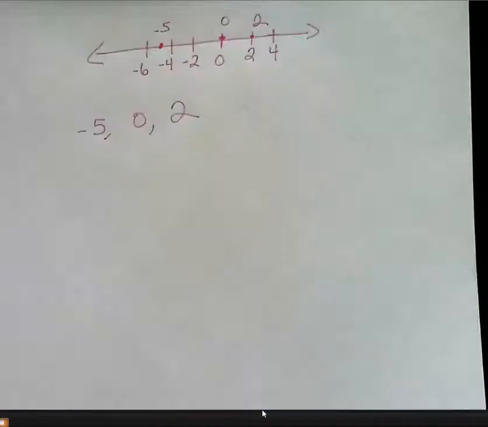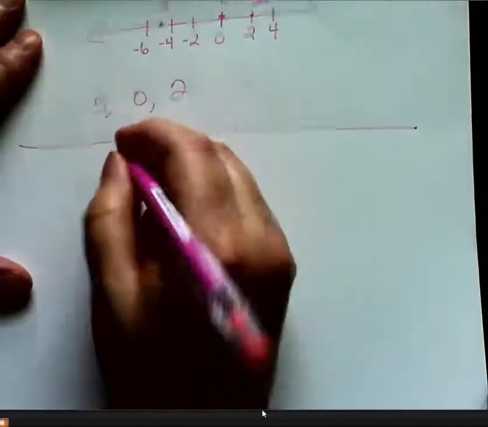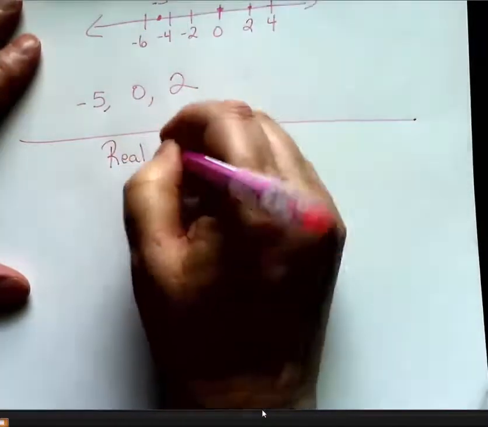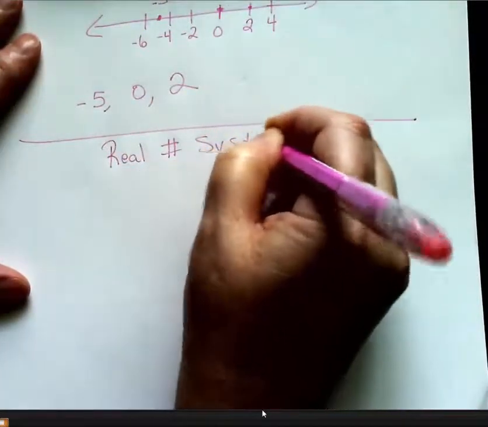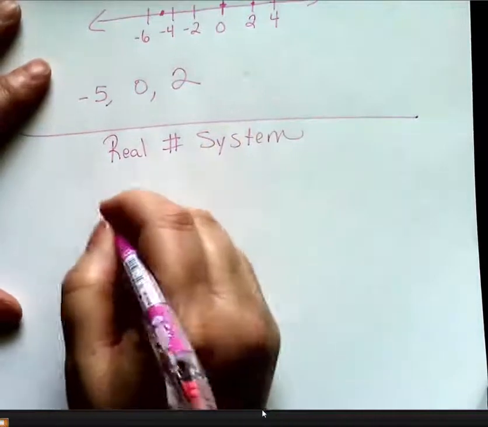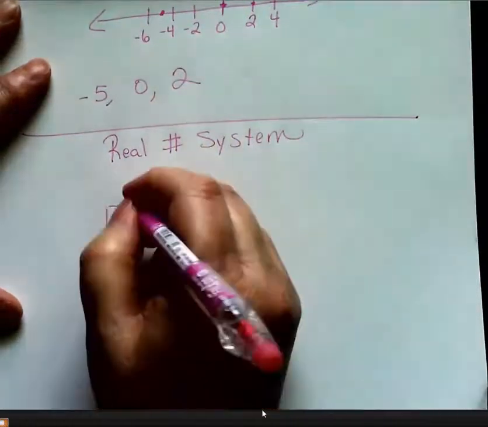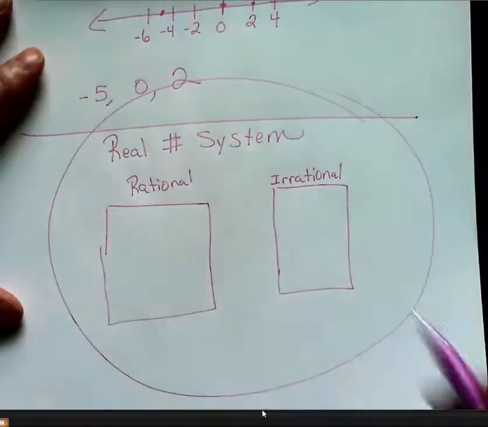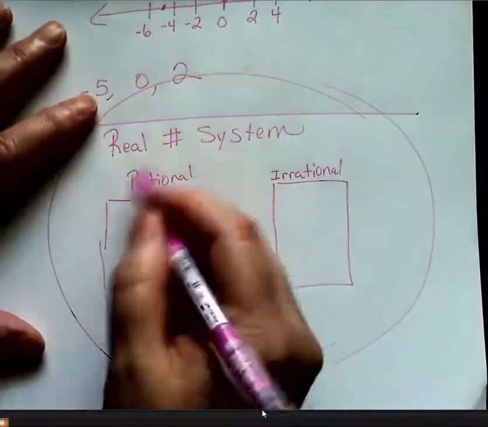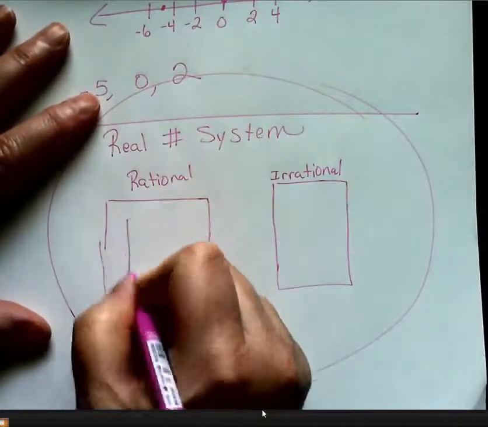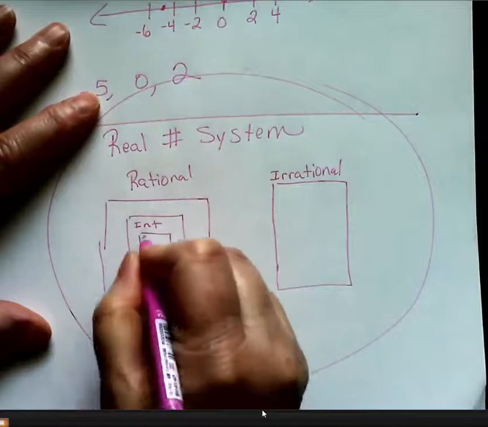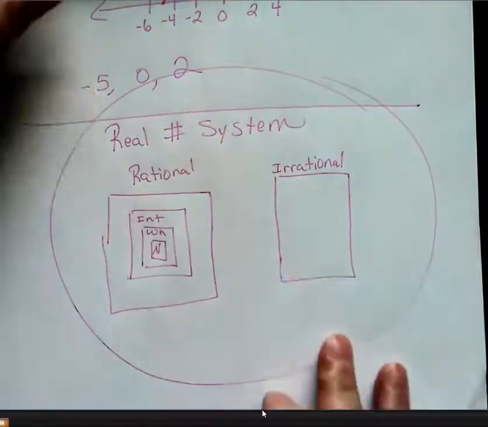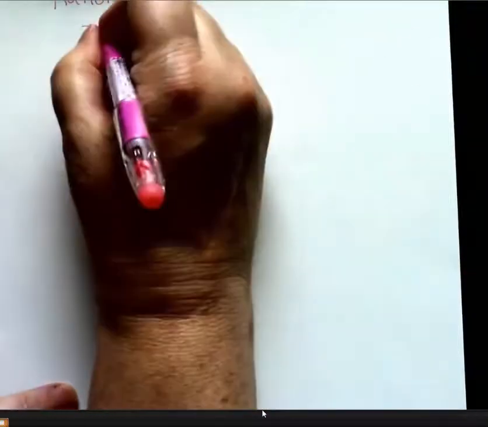Okay? So now let's talk about the real number system. In the real number system, we have 2 parts. We have rational, and we have irrational. And they both are in the whole system. Inside of rational, you have integers, then you have whole numbers, and then you have natural numbers. So, let's talk about the rational and irrational. We have rational numbers. Now, a rational number is a number that repeats or terminates.